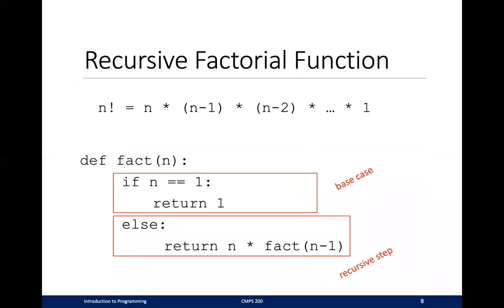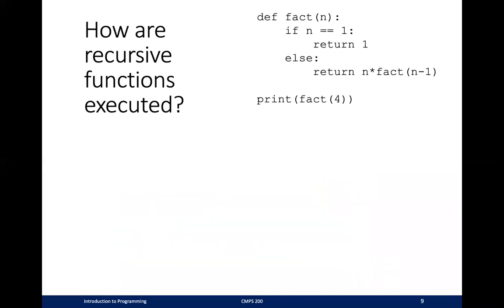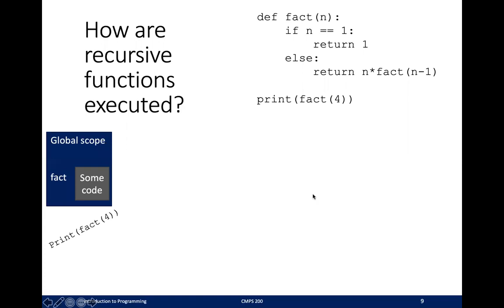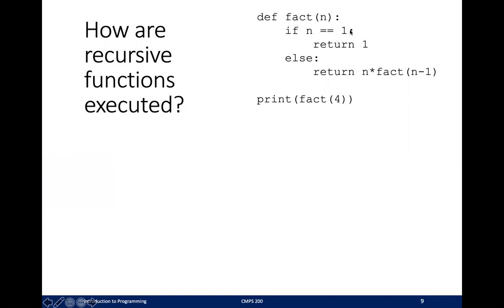Other questions? Good. Let's understand. This is a very important slide. Please follow. How are recursive functions executed? We're going to use our example, the factorial, to understand this. Okay. So I have, how do I hide this thing?